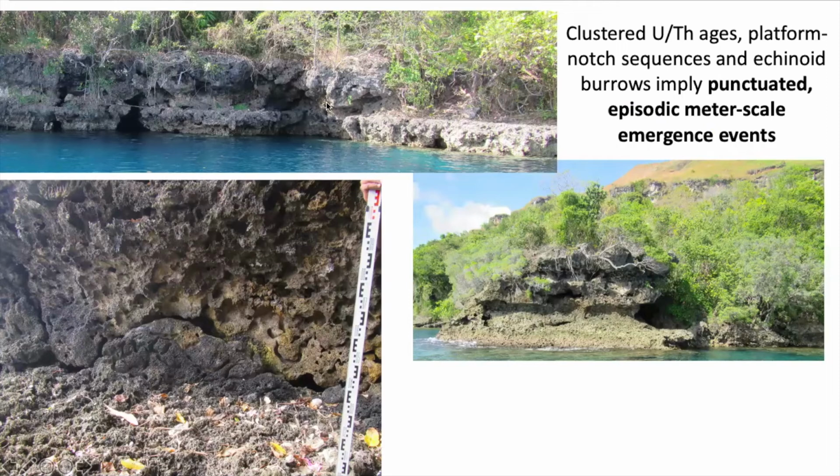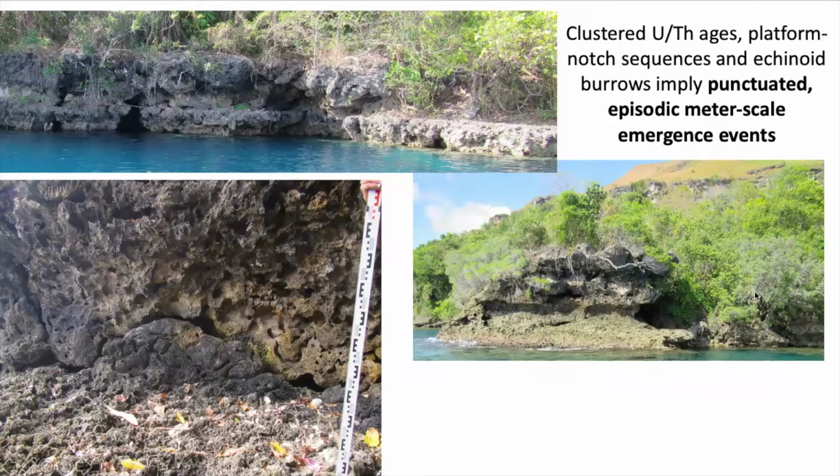So here are some photo examples of these platforms that we're talking about. In the upper photo, you can see this well-defined platform near sea level. Then you see this eroded notch, which is the intertidal sea level notch above it. And then above that, another well-defined platform. Within those notches, we found abundant evidence of echinoid burrows, which shows intense bioturbation and bioerosion. And we can see that in the sea level notch here. And that suggests that this part was exposed to intertidal erosion for a long period of time.